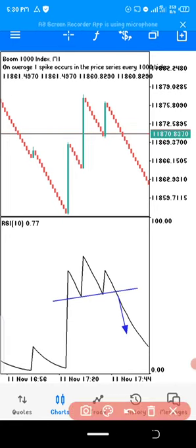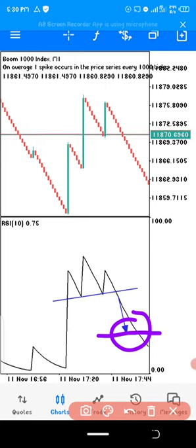And whenever my RSI equals the length of my arrow, I'm going to take my profit.